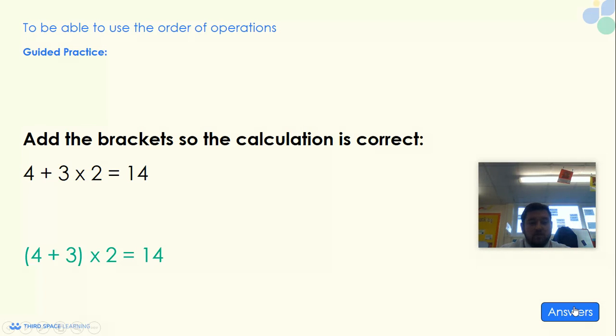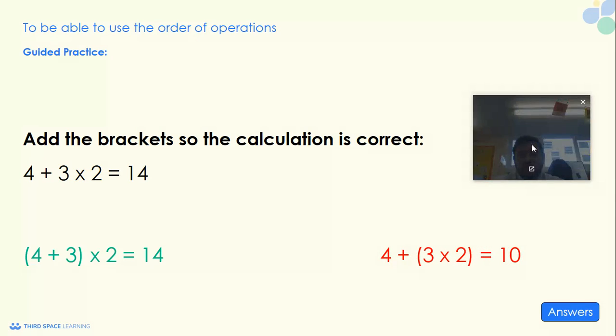That is what you need to do for your next question, for question 2. Put the brackets in the right place. If our brackets are in the wrong place and we do 3 times 2 first, which is 6, add 4, we only get 10. So that would be incorrect. Make sure you think about how you're going to get to your answer.